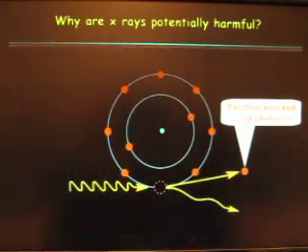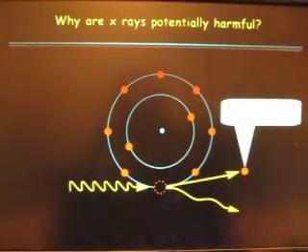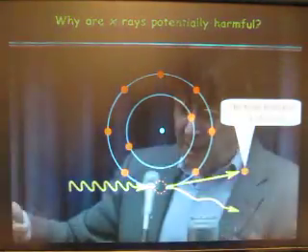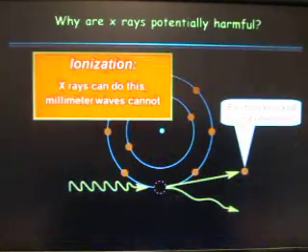Well, basically what an X-ray can do is knock electrons out of these atoms. So here's an X-ray that came along, and the electron which was here got knocked out of the atom, and the X-ray bounced on and can actually do this to more atoms. And that process is called ionization. And ionization is a process of knocking electrons out of atoms.